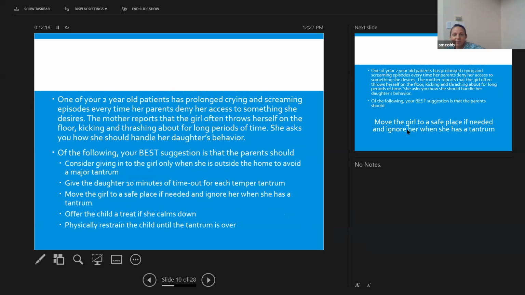Okay. So this is about a 2-year-old with crying and screaming, tantrums. Every time she doesn't get something that she wants, mom reports that the girl often throws herself on the floor, kicks, thrashes. She asks how you should handle her daughter's behavior.